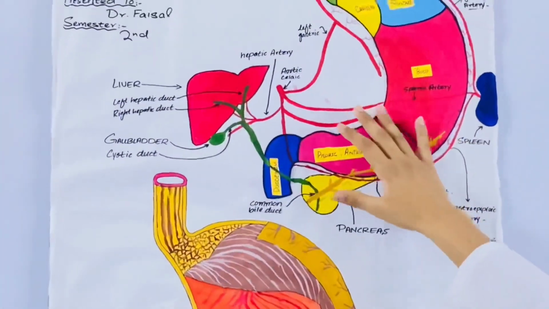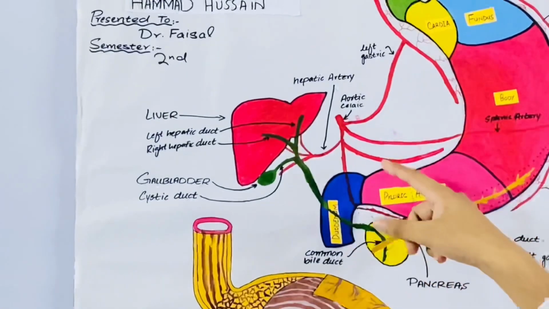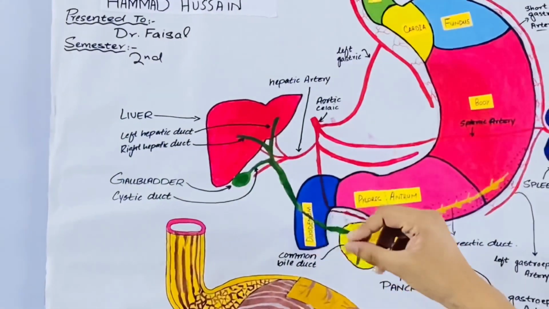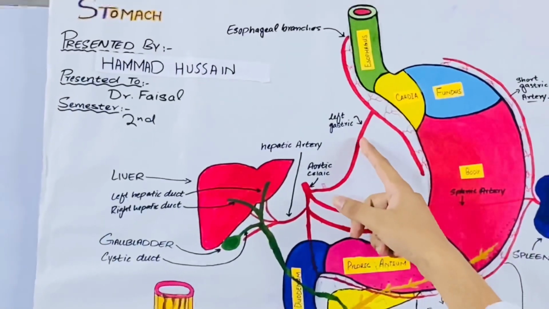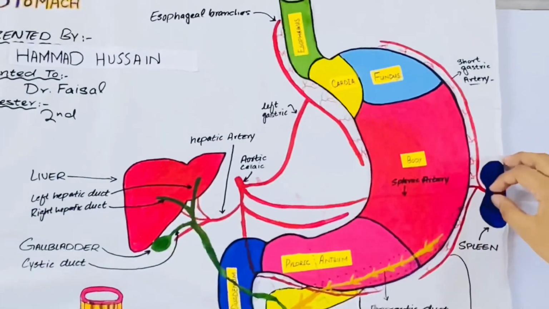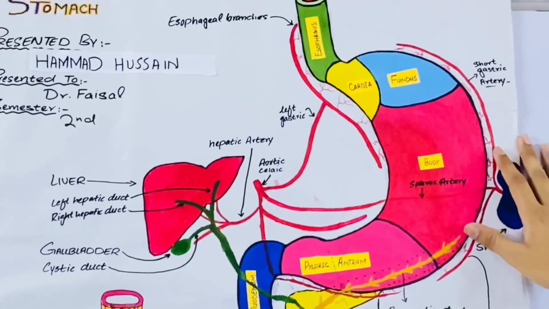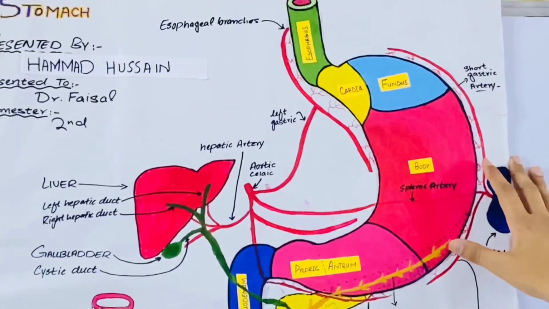The blood supply to the stomach is mainly from the abdominal aorta through the celiac artery. The lesser curvature of the stomach is supplied through the left gastric artery, and the greater curvature is supplied through the right gastric artery and short gastric arteries.